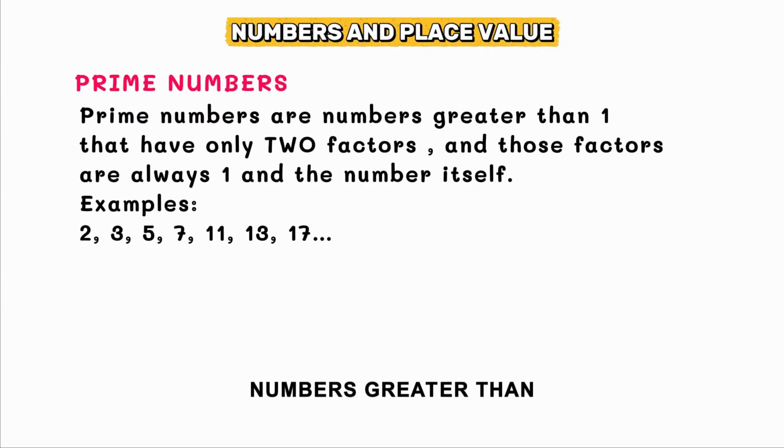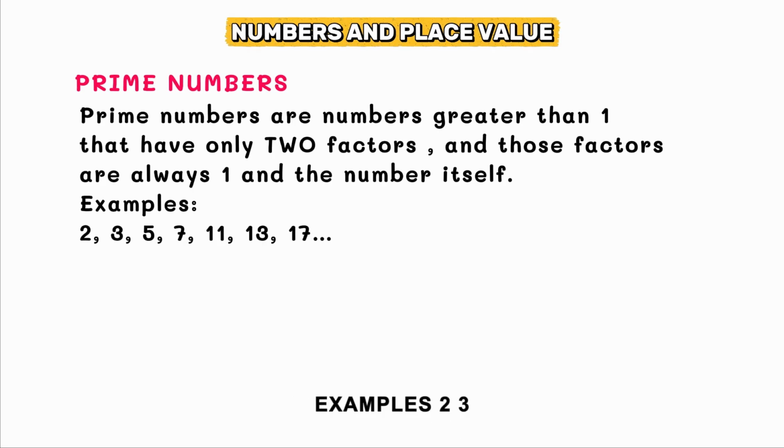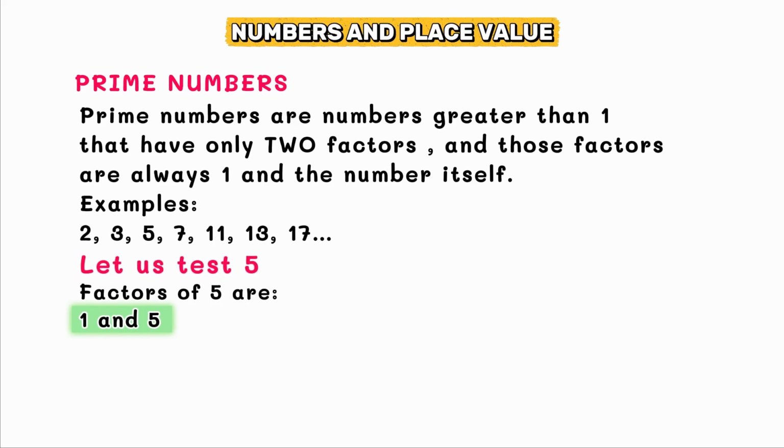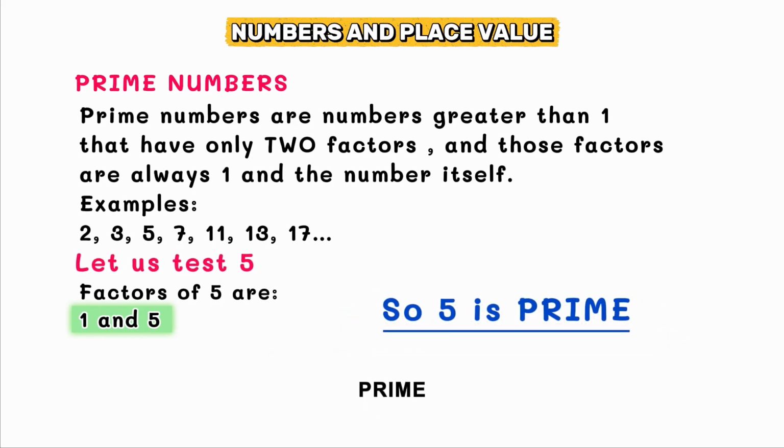Prime numbers. Prime numbers are numbers greater than 1 that have only 2 factors. And those factors are always 1 and the number itself. Examples: 2, 3, 5, 7, 11, 13, 17, and so on. Let us test 5. Factors of 5 are 1 and 5. No other number divides 5 exactly, so 5 is prime.